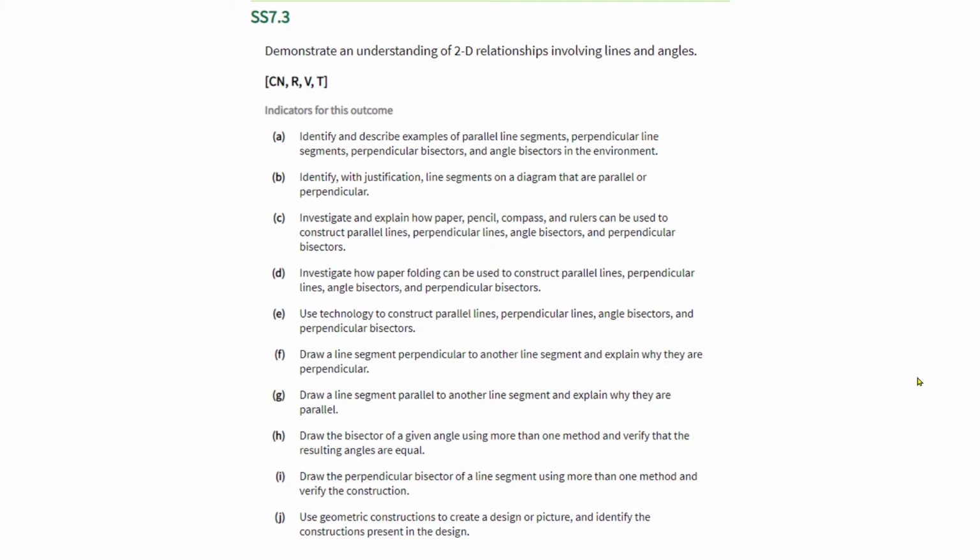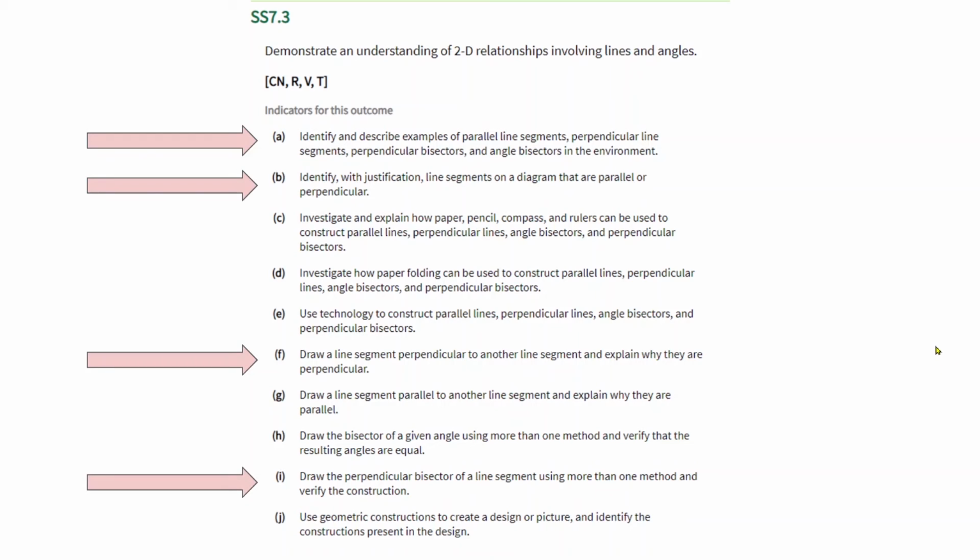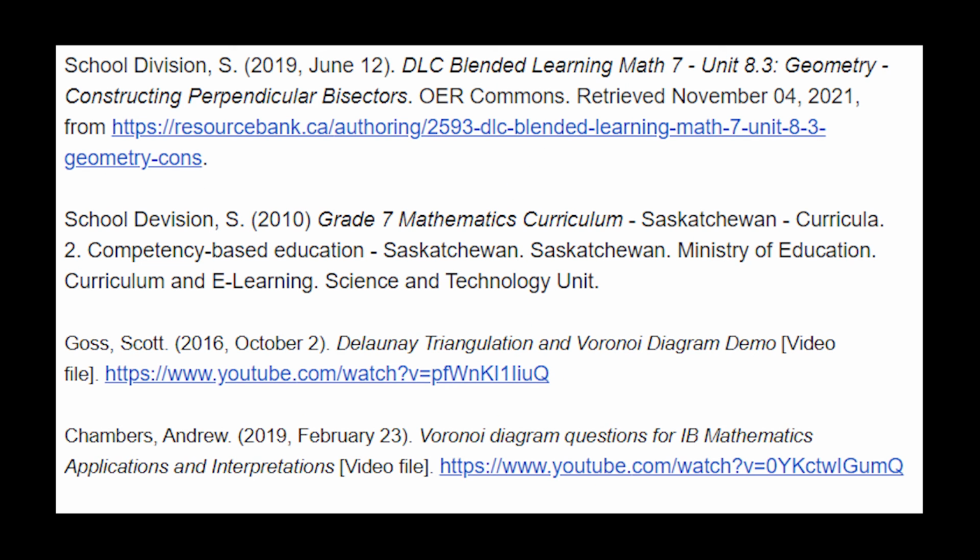So some of the outcomes in grade 7 math 7.3 are identify and describe examples of parallel line segments, perpendicular line segments, perpendicular bisectors, and angle bisectors in the environment. Identify with justification line segments in a diagram that are parallel or perpendicular. Draw a line segment perpendicular to another line segment and explain why they are perpendicular. Draw the perpendicular bisector of a line segment using more than one method and verify the construction.